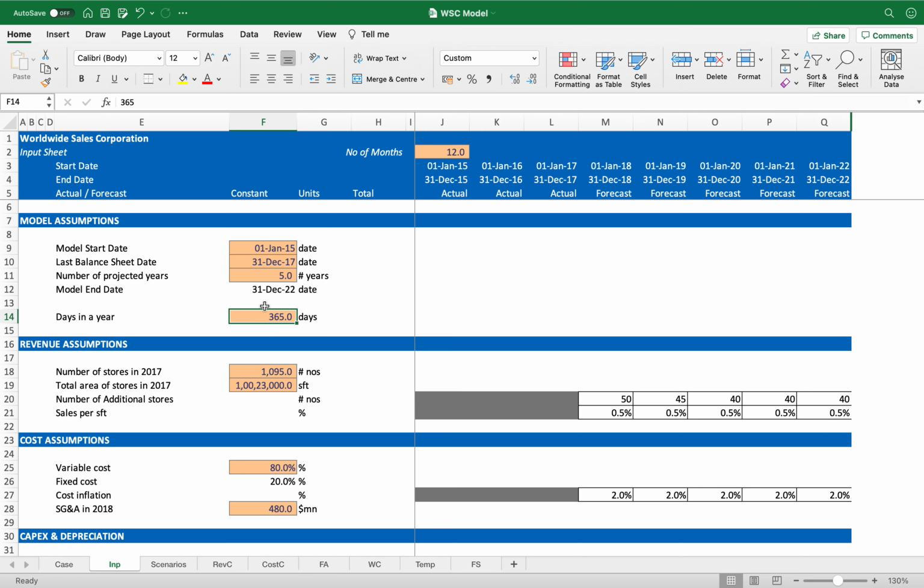Now, where can I see the name of this cell? Be very, very attentive here, guys. This is something very important and essential for financial modeling. Where can I see the name of this cell? In the name box. Just towards the left of your formula bar, you can see the cell name. It is F14 as of now. So simply delete F14 and write down days and press enter.